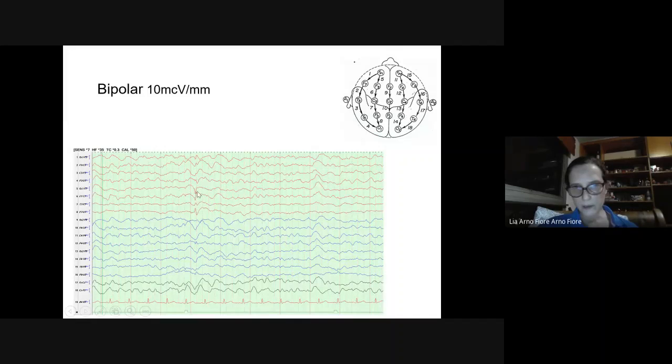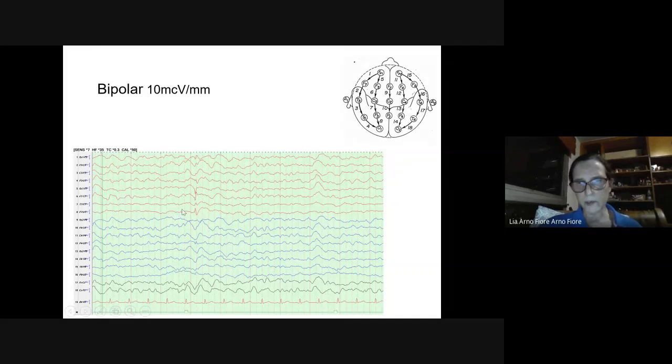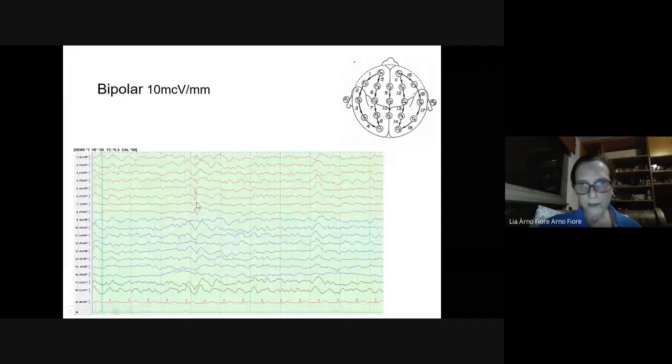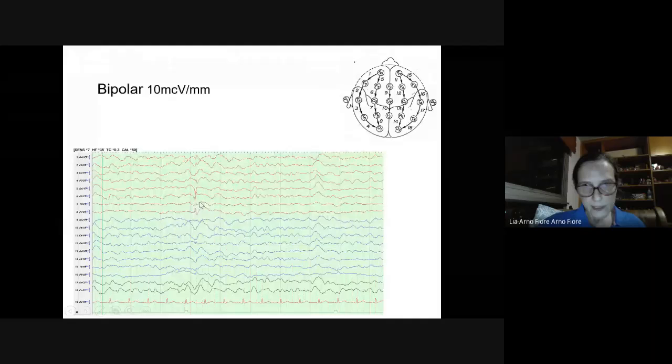So the phase reversal would be at F7, right? Because it's FP1, F7, F7, T7. Okay, so this is the same electrode. So this is where it's most electronegative. But I don't know if it's more electronegative here or here. So what do I do? I can put a referential program and see which one is highest. So it's F7 and T7. T7 is higher, right? So now I go back and I know that T7 is where the phase reversal is, where it's more electronegative, I mean.